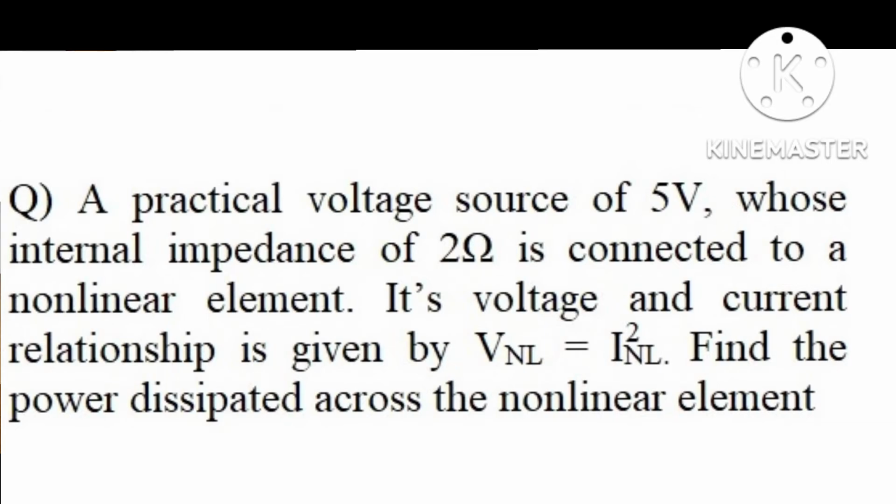Hello everyone, we are solving problems on the basic concept. In that, the next question is: a practical voltage source of 5 volts whose internal impedance of 2 ohms is connected to a non-linear element. Its voltage and current relationship is given by VNL is equal to INL square. Find the power dissipated across the non-linear element.